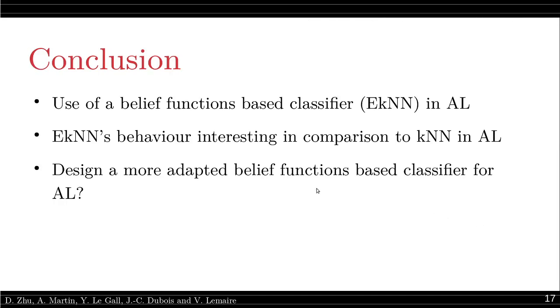So to conclude, we used a classifier based on the theory of Dempster-Shafer in active learning. We used EKNN. We saw that the contribution of EKNN is not negligible in active learning in comparison to KNN and in noisy environments. However, this classifier does not model the imprecision, and we cannot really say we modeled the oracle's uncertainty in a direct manner. So further work could be done on designing a more adapted belief function based classifier for active learning.